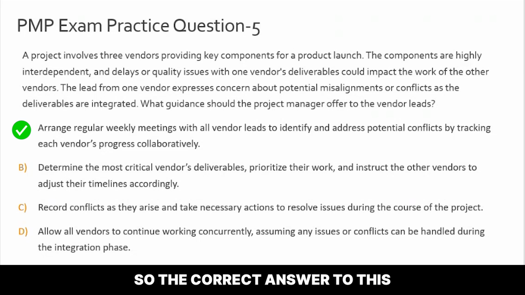So the correct answer to this question is option A, because that is the most effective and proactive solution. And of course, if we go back to option A, you will see that it focuses on coordination, it focuses on communication and early risk identification. And these are critical for managing interdependent work streams. Okay, so please keep that in mind. So the correct answer to this question is option A.